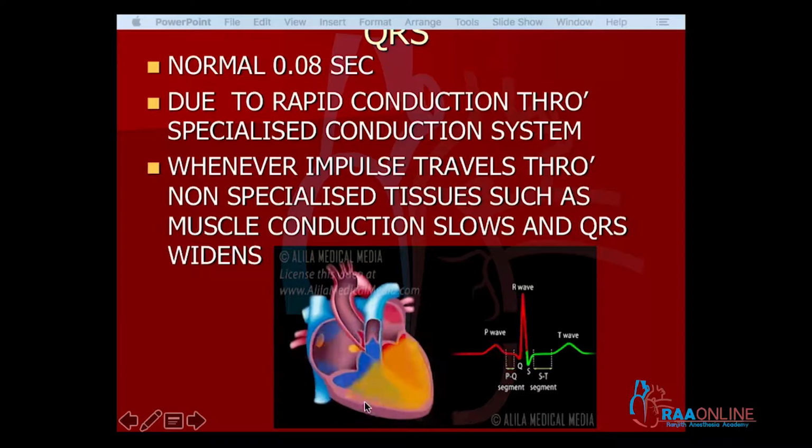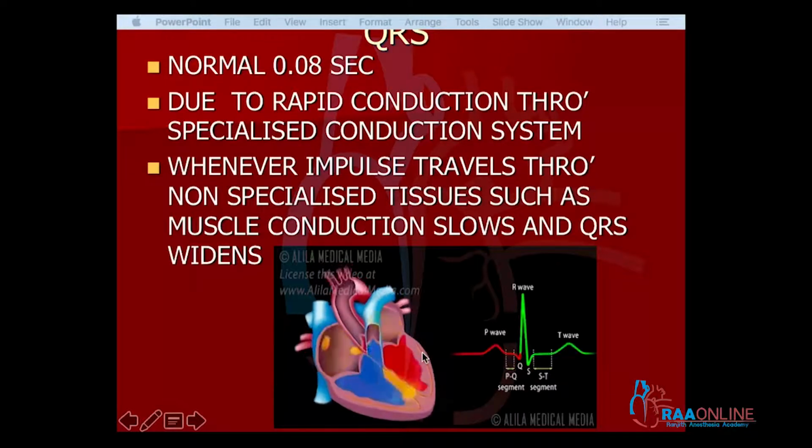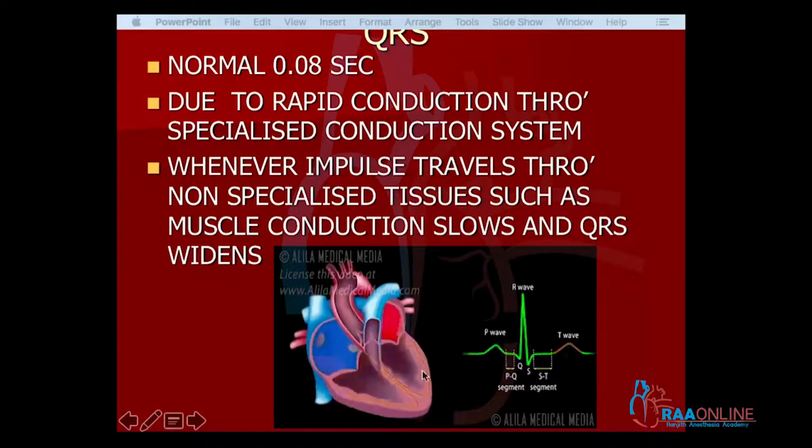That ventricle is not depolarized by the specialized conduction system. It has to get the impulse from the other ventricle, which has the intact bundle, through the muscle, which is conducting at the speed of 0.5 meters per second. That's why the QRS is delayed and the QRS gets widened.